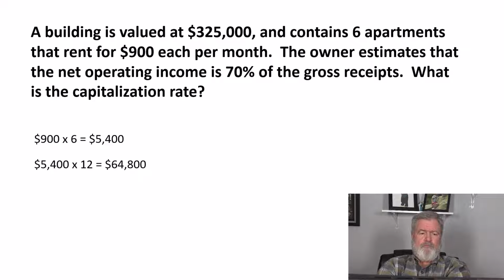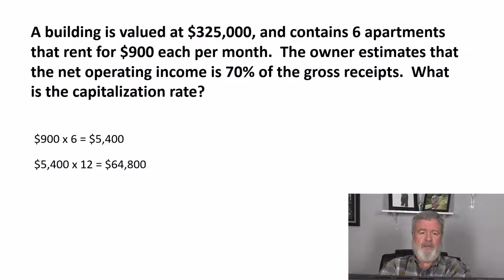Now, remember, based on the formula, the formula calls for net income. Now, I know the annual income is $64,800, but that's gross income. Remember, there's a difference between gross and net. Net income is what you have left after all the expenses have been paid. Okay? Gross is before expenses. Net is after expenses. Anytime you're dealing with capitalization, you have to know the annual net operating income.